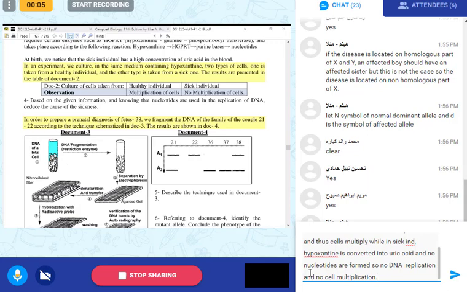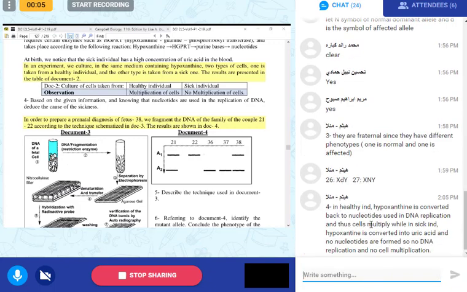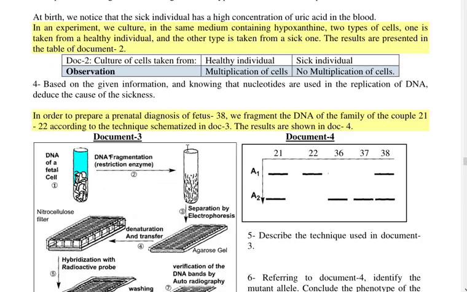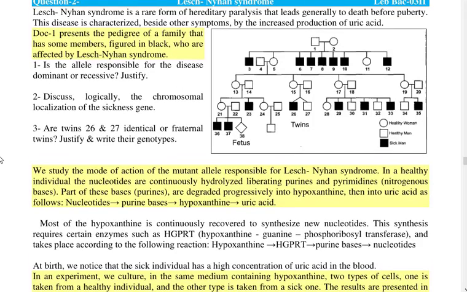Okay, in order to prepare a prenatal diagnosis of fetus 38, we fragment the DNA of the family of the couple 21-22 according to the technique schematized in document 3. The results are shown. So who is the couple 21, 22? Let me see. 21 and 22 both look normal. Right? Yes. But they have a boy who is affected. So who is carrying the affected allele, the father or the mother? The father.